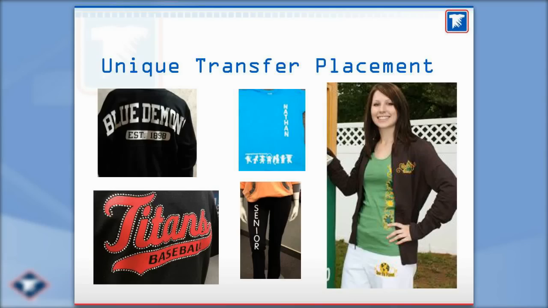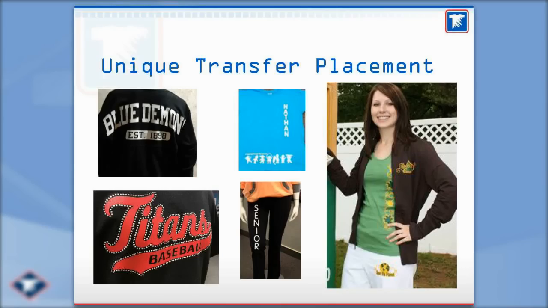And the kicker is we make it so that it's easy for you to do that placement. You press the transfer first, the screen print, peel it, and then you take the rhinestones, they come on the clear carrier, and you put that down exactly where it needs to be so that the rhinestones are outlining Titans. That's pretty cool.